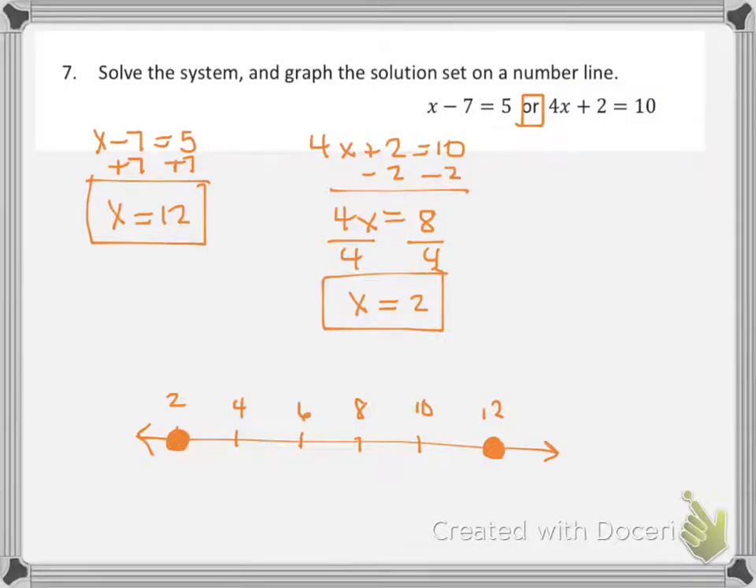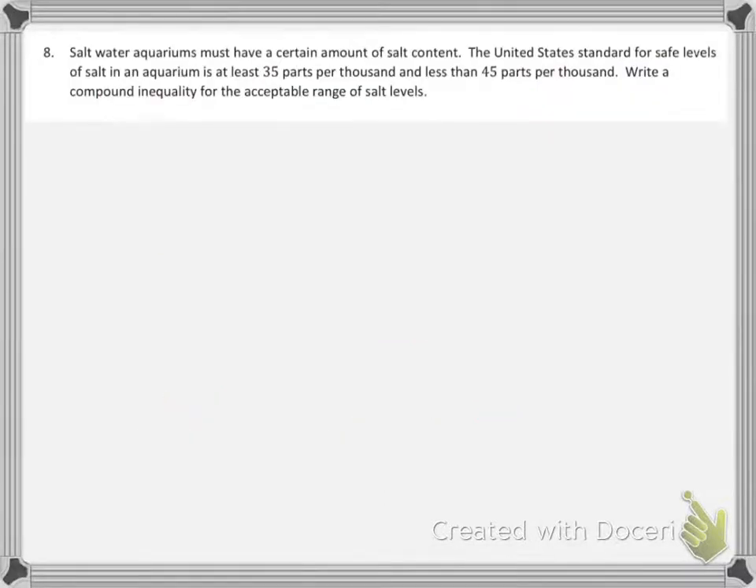Number 8. Saltwater aquariums must have a certain amount of salt content. The United States standard for safe levels of salt in an aquarium is at least 35 parts per thousand and less than 45 parts per thousand. Write a compound inequality for the acceptable range of salt levels.